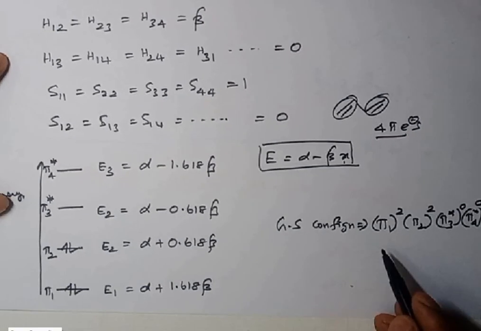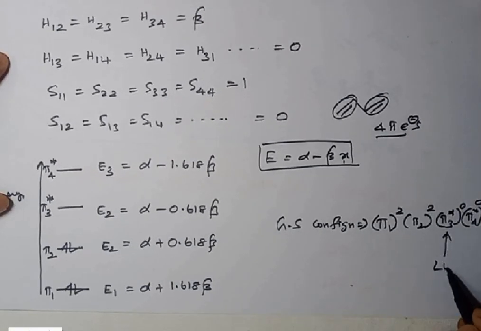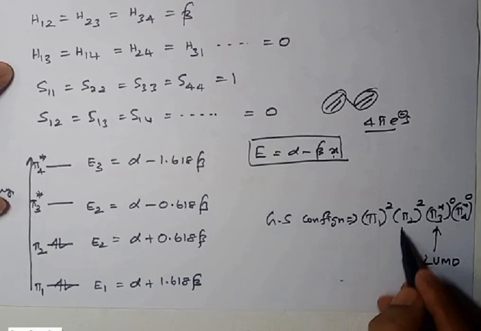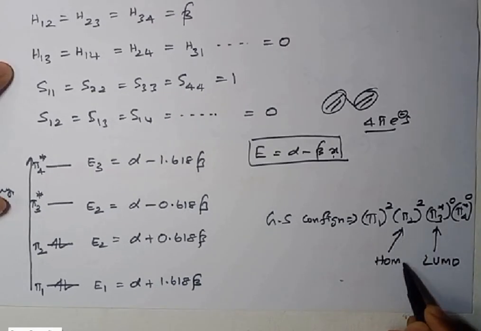So in the ground state, this is the LUMO, the lowest unoccupied molecular orbital, and this is the HOMO, called the highest occupied molecular orbital. Okay, take note.